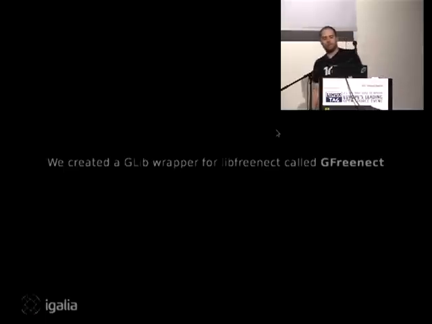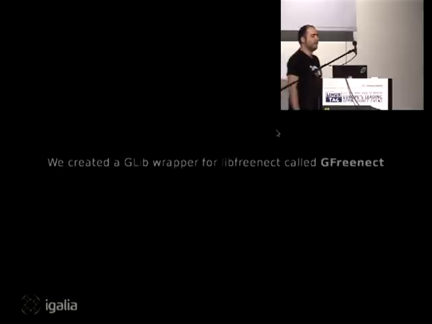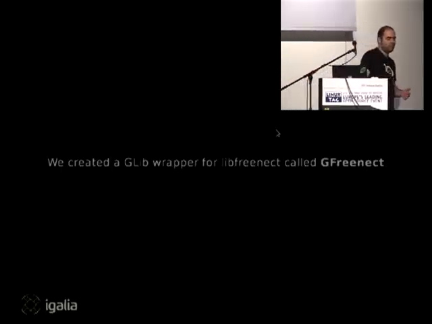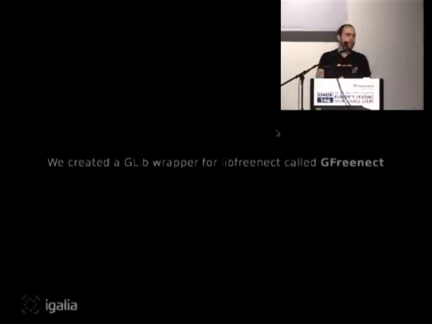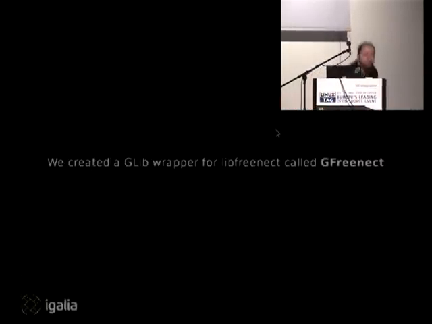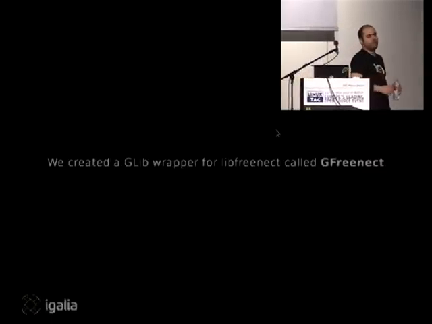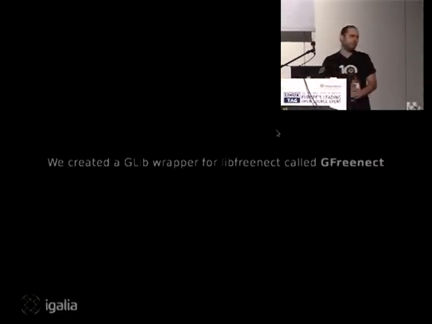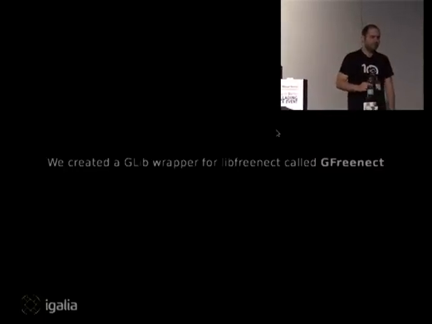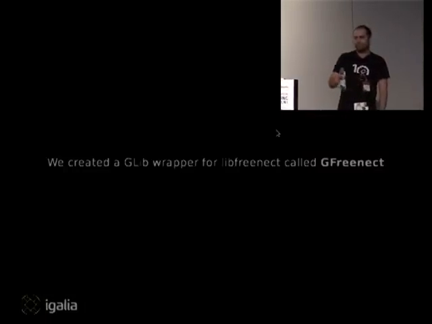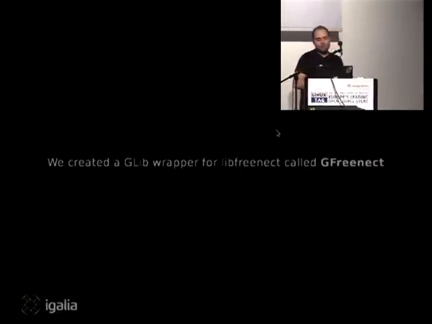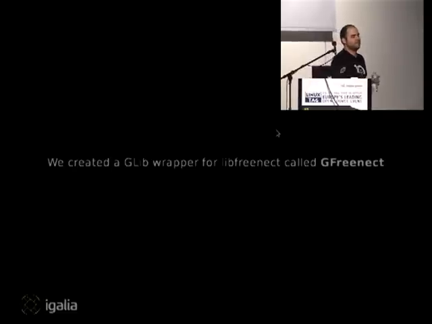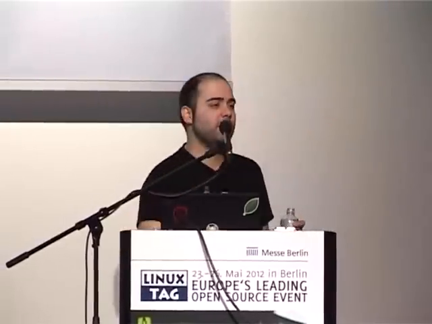So in Igalia, we do a lot of work in GNOME, and we like the glib library. So we developed a wrapper around libFreeNect to be more friendly with the way that we do stuff in GNOME. By the way, who knows glib or has used it here? Only one person. Two, okay, three. Well, so we developed this wrapper, and it offers some nice stuff like an asynchronous API, which is cool because it won't block your UI when you're trying to connect with the Kinect.